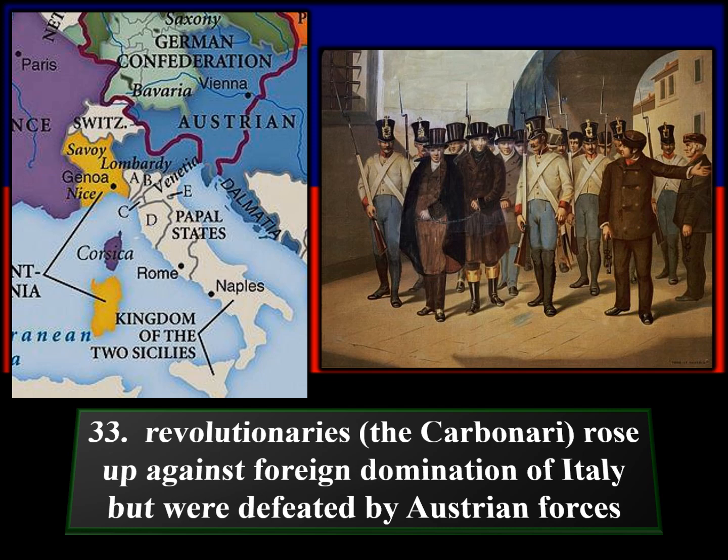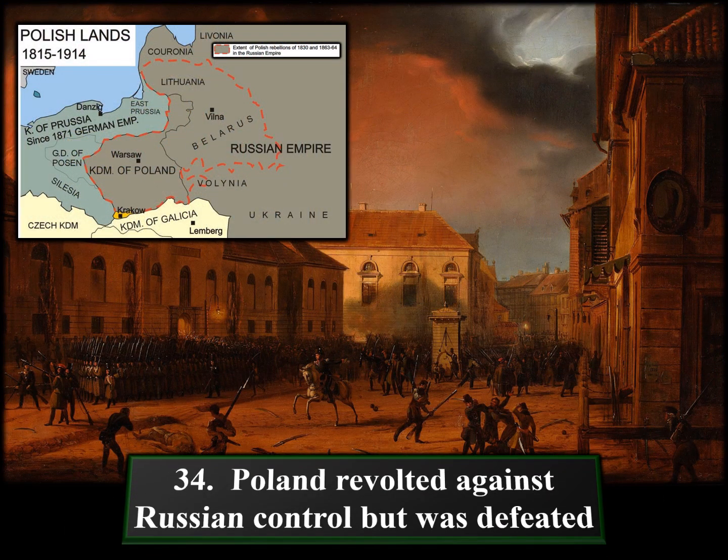Revolutionaries in Italy, called the Carbonari, rose up against foreign domination in parts of Italy. In particular, in the north, the Austrians had territories in Lombardy and Venetia, but they will be defeated. The Carbonari will not be able to successfully oust the Austrian forces out of northern Italy. Poland also in the 1830s revolted against Russia. Russia had been in control of Poland now for quite some time, but Poland will not be able to wrench itself free of Russian control.